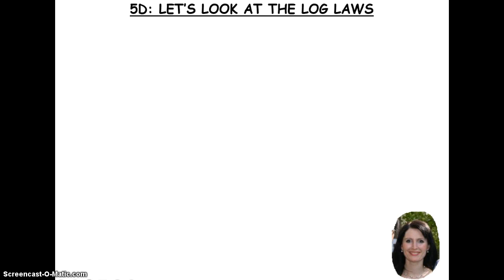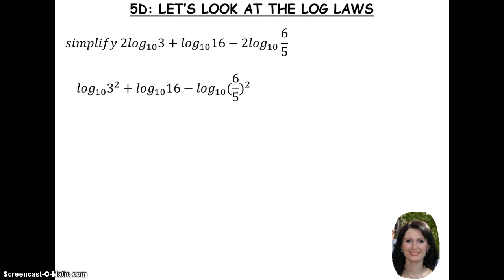We're now going to look at the log laws. This is exercise 5D from your essentials text. What they want us to do is to simplify 2 log base 10 of 3 plus log base 10 of 16 minus 2 log base 10 of 6/5. It looks pretty complicated, but it's not too bad.